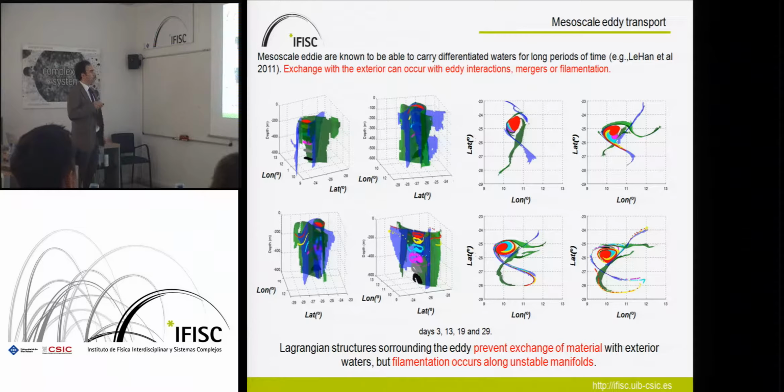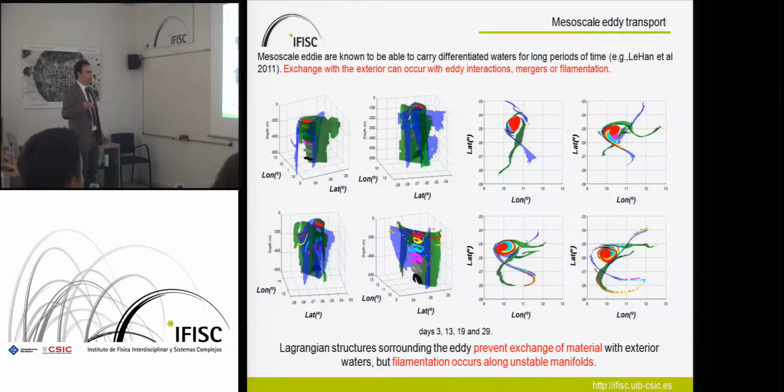So what we did, we released particles inside an eddy at several depths, and we computed their evolution. And here we plotted this evolution together with the attracting and repelling Lagrangian structures, and you can see that along the one month evolution, most of the particles are maintained inside this space defined by the Lagrangian structures. However, we found there is an episode of filamentation, where you see a filament of particles leaving the eddy and evolving along the attracting structure.